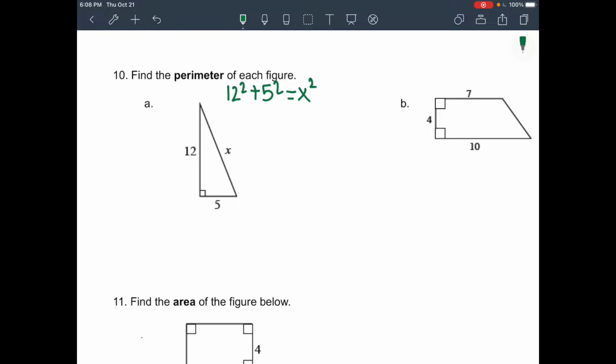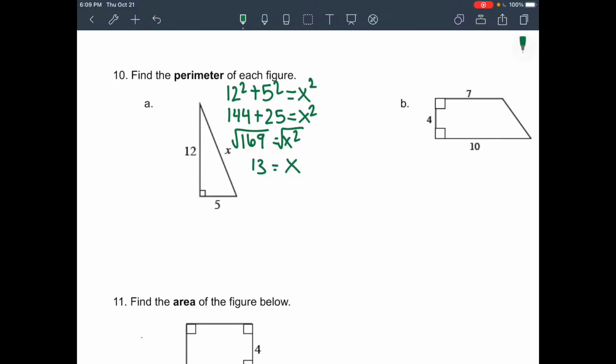So 12 squared is 144 plus 5 squared is 25 equals x squared. Once we've squared everything, we get to add 144 and 25. So we get 169 equals x squared. We want just x, so to get just x, we would do the opposite of squaring, which is square rooting or undoing. And then when we square root 169, we get 13.